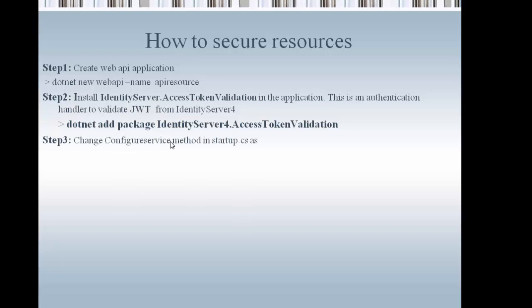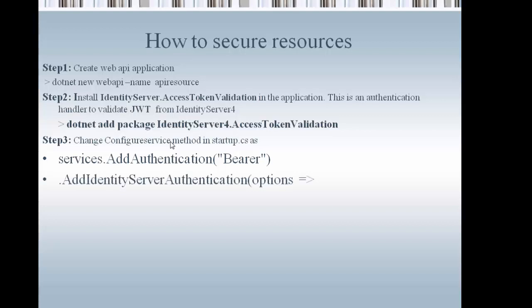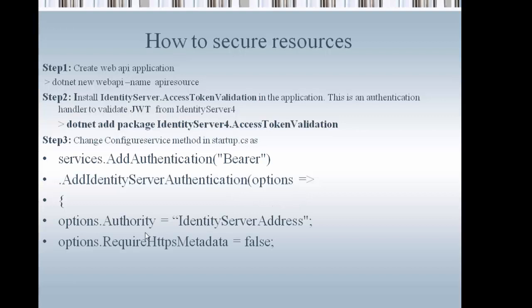and then open the startup.cs file of the web API and in the ConfigureServices method add services.AddAuthentication, and the authentication type is Bearer. So here we will use the Bearer. Then add IdentityServerAuthentication, and in options we will provide the authority name, meaning the identity server address, and the API name that we have given there, like API 1.